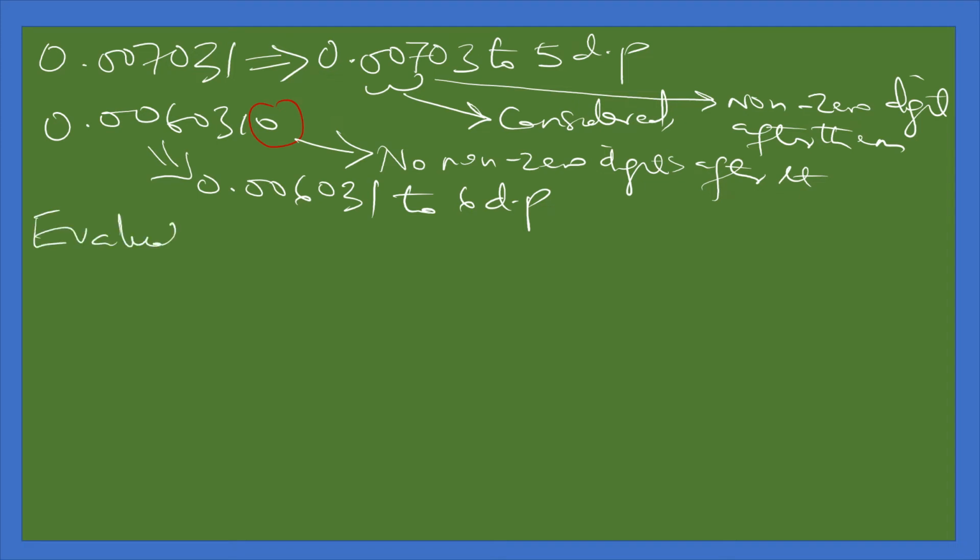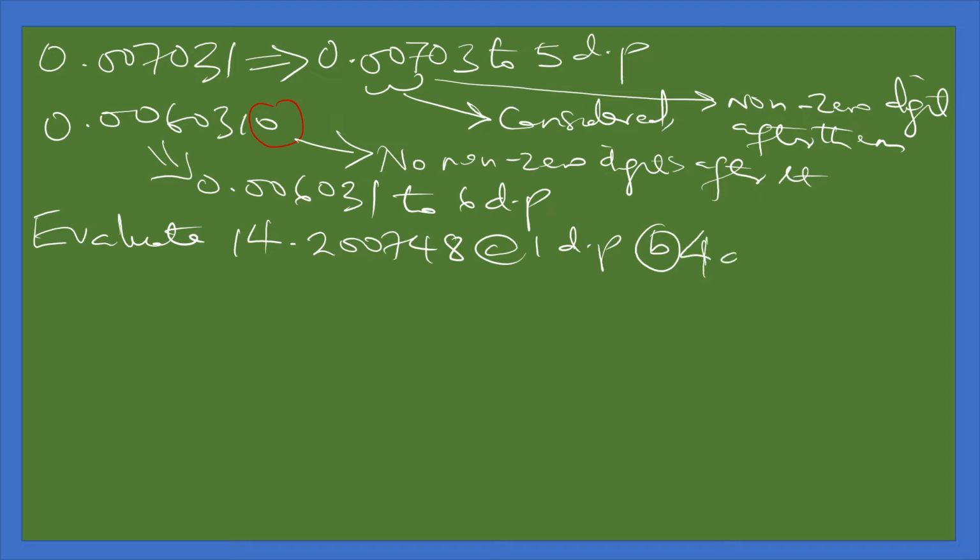Evaluate 14.200748. The first question: towards 1 decimal place. The second question: towards 4 decimal places. And the last one: towards 5 decimal places. Solution.